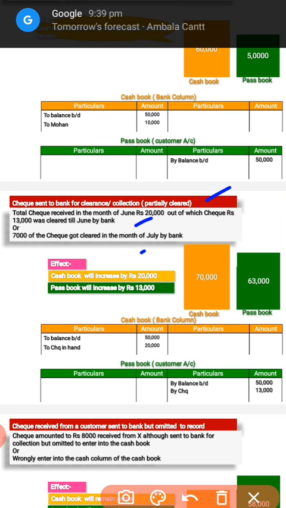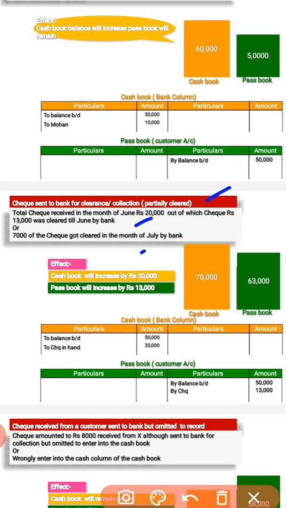In the month of June, previous balance was 50,000. We are assuming that we are having a cash balance of 50,000. Now from our side we have deposited 20,000 more in checks. So balance according to our cash book is 70,000, but bank has cleared only 13,000. 50 plus 13, 63,000. Clear? Cash book will increase by 20,000, but passbook is increased only by 13,000 as bank has cleared only 13,000 rupees of checks. So what is the difference between cash book and bank statement? Cash book is showing 70,000 and passbook is showing 63,000.